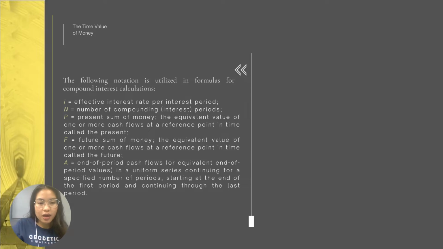A is the end-of-period cash flows, or what you call the equivalent end-of-period values in a uniform series continuing for a specified number of periods starting at the end of the first period. Again, at the end of the first period and continuing to the last period.